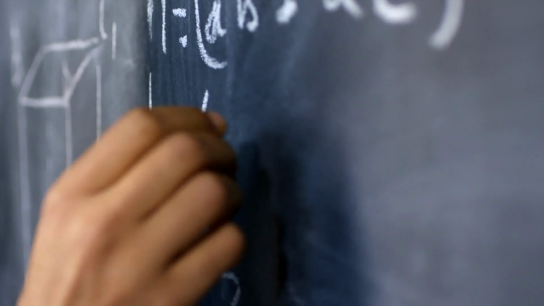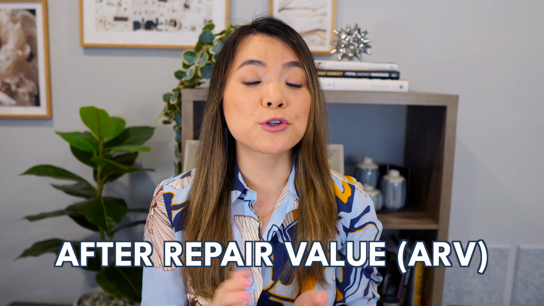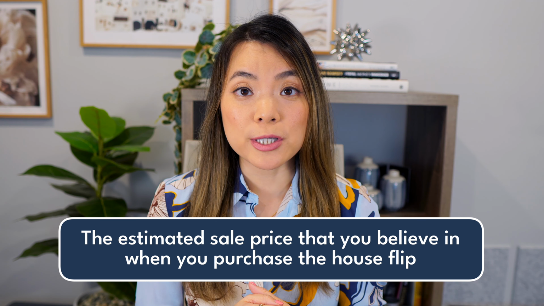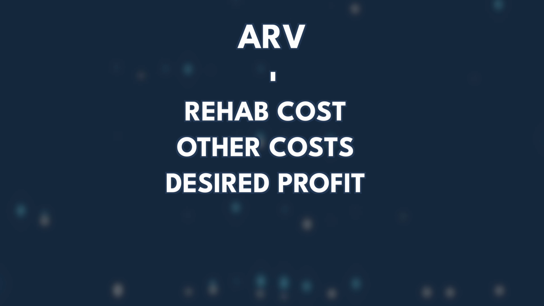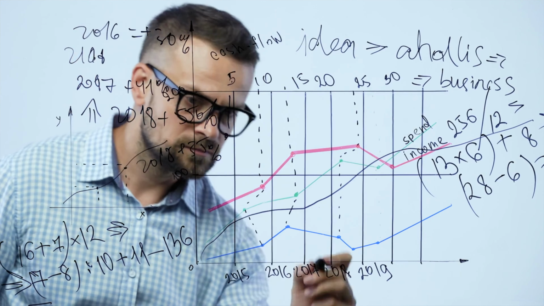To talk about the house flip numbers, we have to talk about the formula first. And the formula starts with the after repair value, the ARV. That's the estimated sale price that you believe in when you purchase the house flip. The formula is to subtract the rehab cost, other costs, and the desired profit from the after repair value in order to get to the max offer price. Once you have the formula, it's really important to make sure that every element in the formula is either estimated or calculated as precisely as you can.